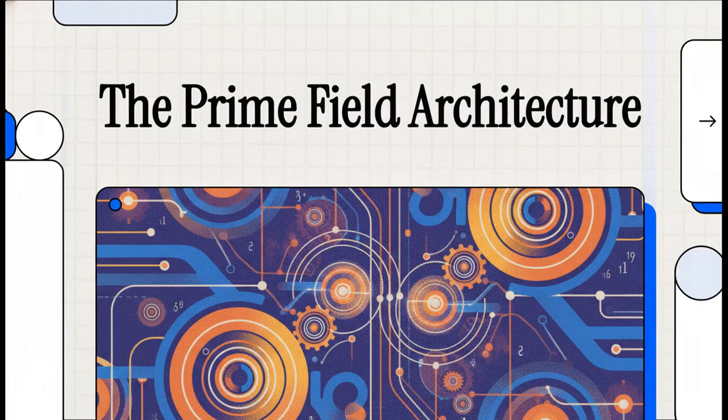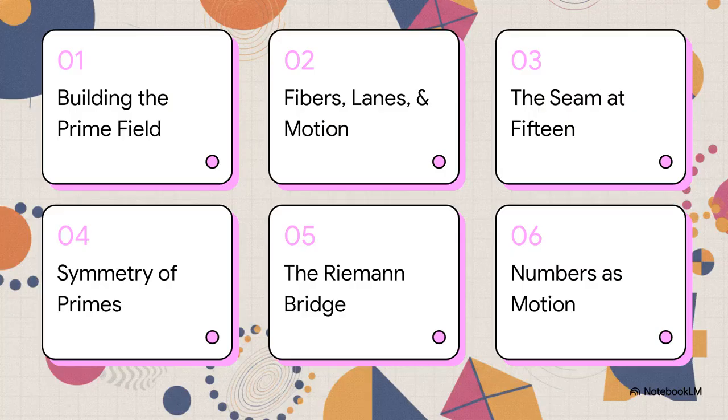Welcome to this explainer. Okay, today we are diving headfirst into an incredibly intriguing concept known as the prime field architecture. Now, this isn't your standard textbook arithmetic. It actually offers a mechanical blueprint of the mathematical universe, giving us a way of seeing the integer field as this massive, continuous, dynamic arithmetic engine. We're going to explore a completely different way to view prime numbers, structure, and honestly, reality itself. Okay, let's dive into this roadmap.